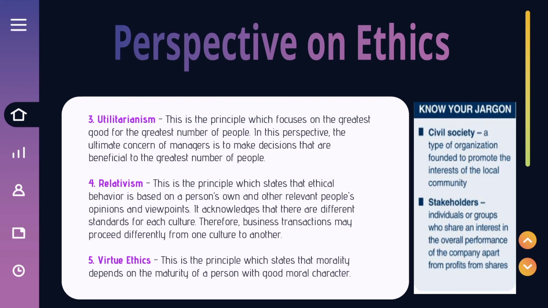Virtue ethics. This is the principle which states that morality depends on the maturity of a person with good moral character. Also, virtue ethics mainly deals with the honesty and morality of a person. It states that practicing good habits such as honesty and generosity makes a moral and virtuous person. It guides a person with specific rules for resolving ethical complexity.